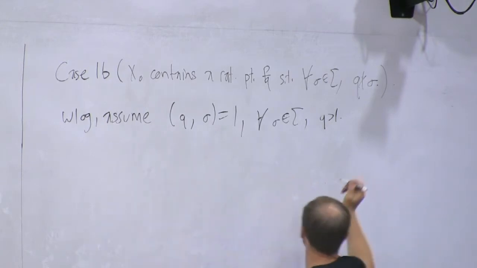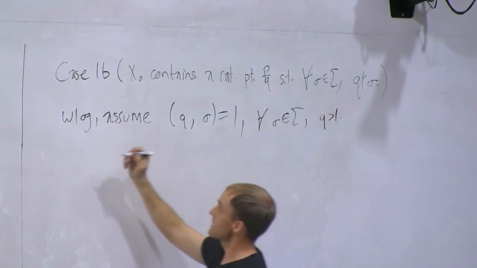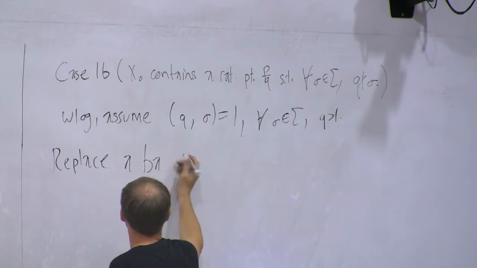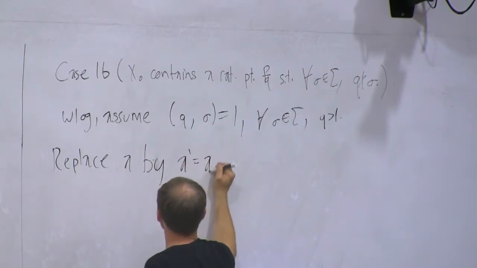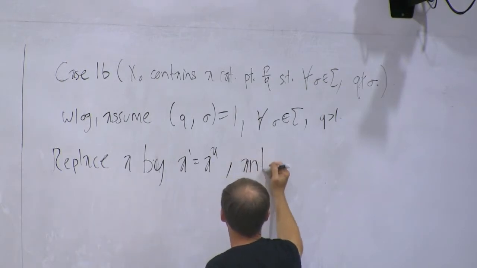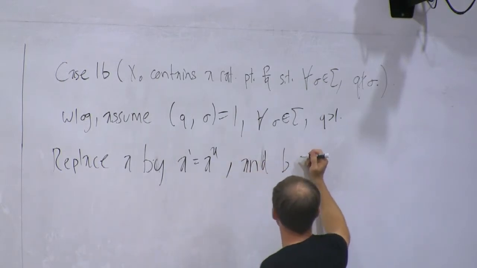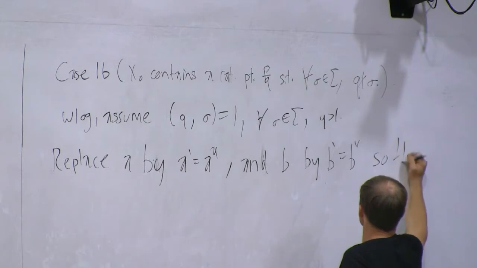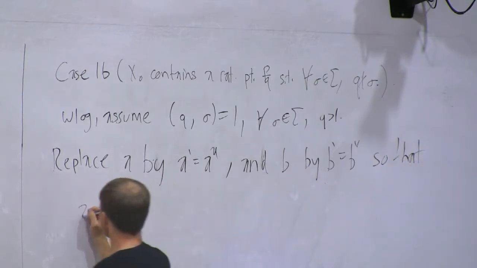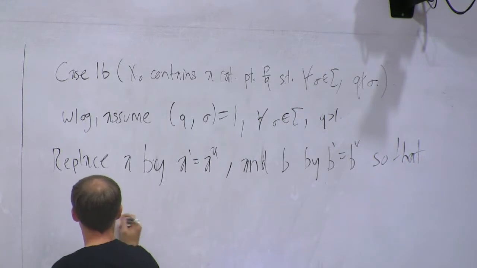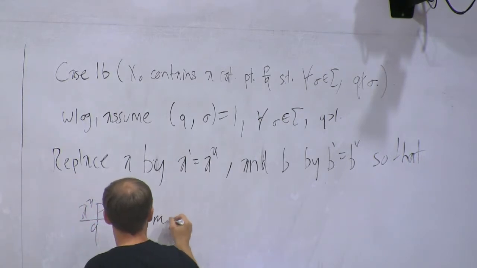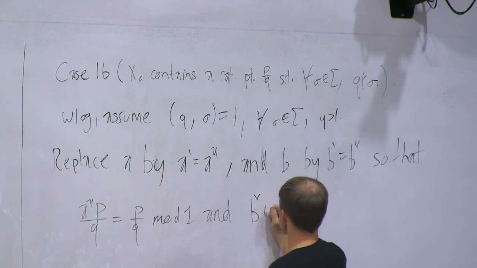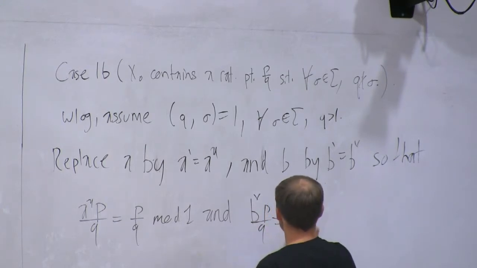Okay. So in this case, what I can do now is I can replace a by a prime, where a prime equals a to the u, and b by b prime equals b to the v, so that a to the u times p over q is equal to p over q mod 1, and b to the v times p over q is equal to p over q mod 1.